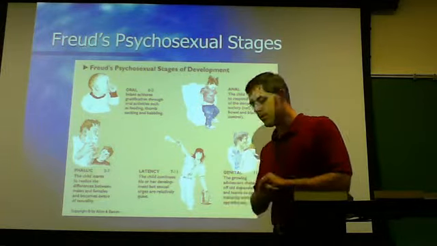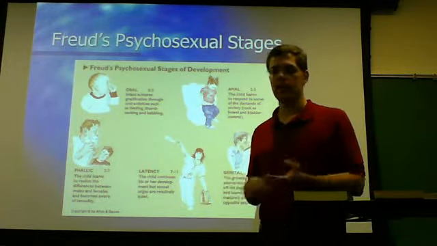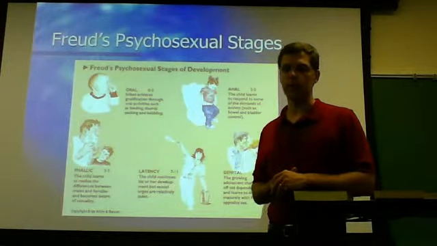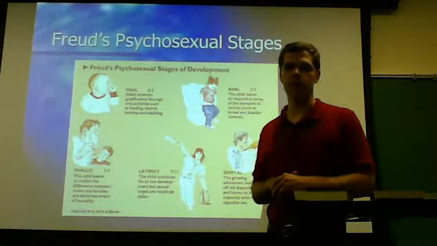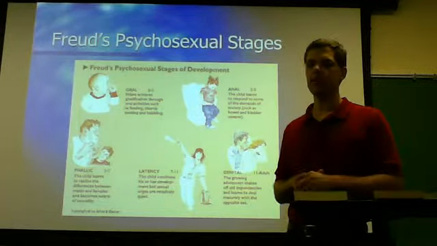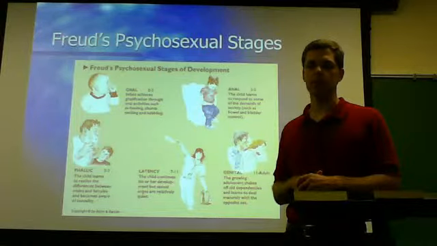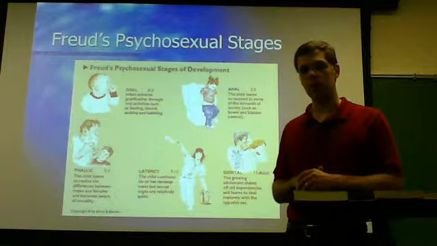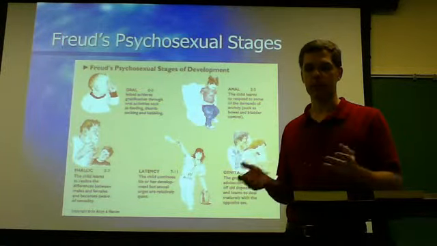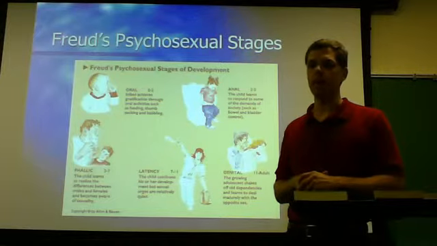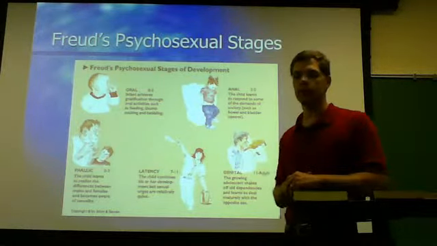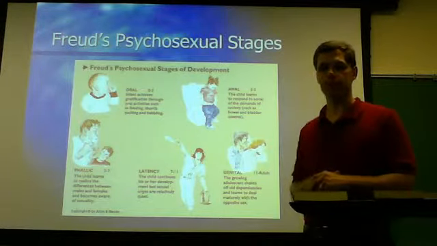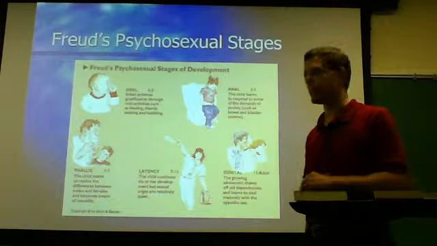The latency stage, Freud didn't really say much about, because he said it was a neutral age for the child in which they relate with their same-gendered peers. However, some theorists suggest that this could be an age at which homosexual urges begin to manifest through their interactions with same-gendered peers. So some psychoanalytic theorists have expanded upon that particular stage in that direction.